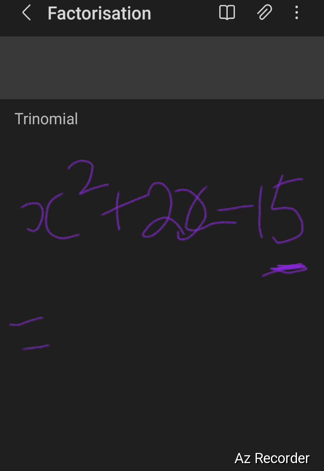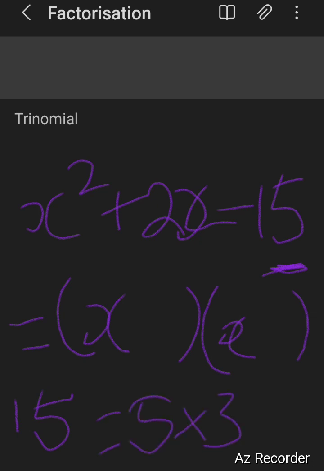So first thing, put an equal sign. So the factors of x squared are x and x. What about the factors of 15? That will be 5 times 3. But 5 minus 3 will give you 2. So remember we said the larger factor will take the sign of the middle term. So it will be x plus 5 and x minus 3. 5 minus 3, that will be 2. And x times x, that will be x squared. And 5 times negative 3, that will be negative 15.